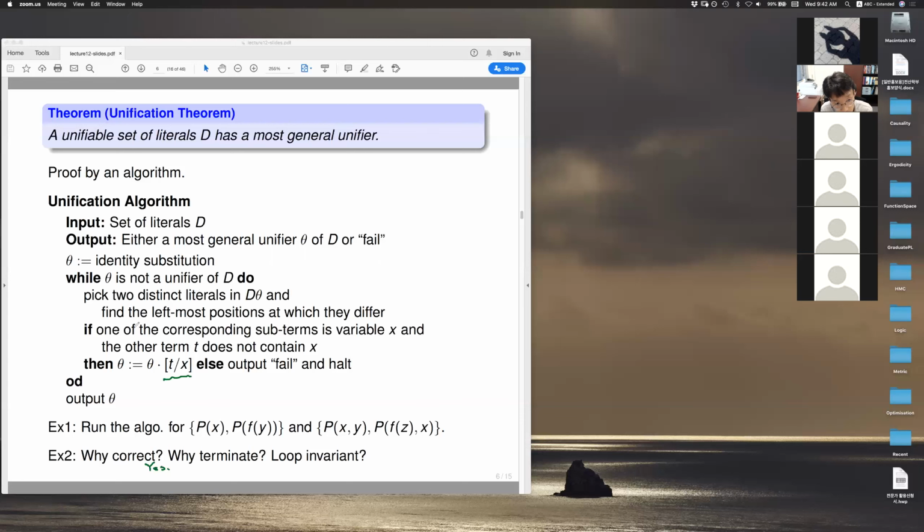And in order to go into the true branch of this conditional statement, variable x should have appeared somewhere inside d theta, since x is chosen as some variable appearing in d theta. So if we keep applying this operator, the number of variables appearing in d theta will decrease one by one. Because there are only finitely many variables appearing in d theta, it will eventually become 0. It will all disappear. So that's why it terminates. The number of variables is decreasing.